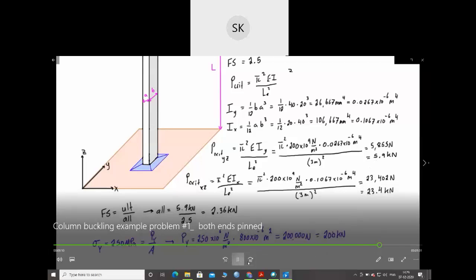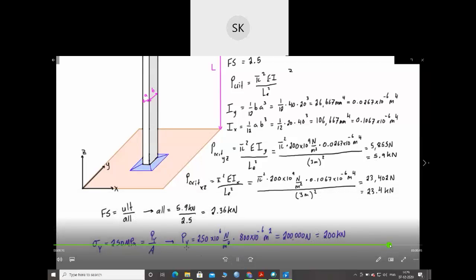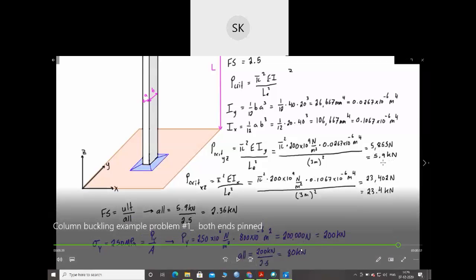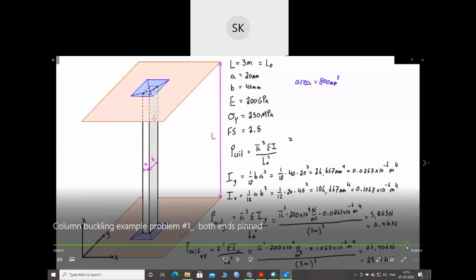So if we take yield over factor of safety, for 200 kilonewton, we're definitely going to buckle. The yielding allowable load is 80 kilonewton, which is more than your buckling load. So my column will fail due to buckling first. So I have to take measures for minimizing this buckling load. So that's about this problem.